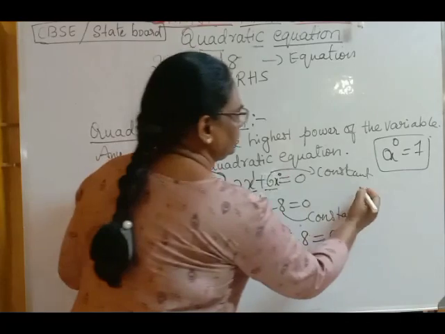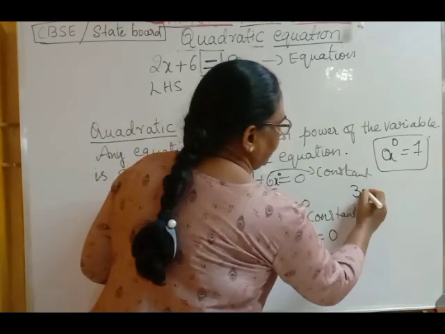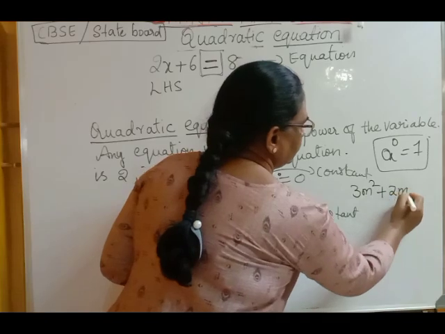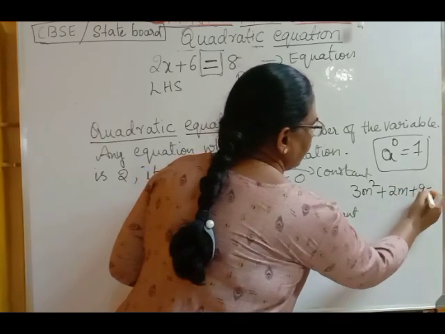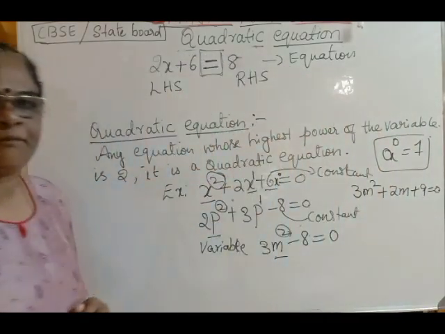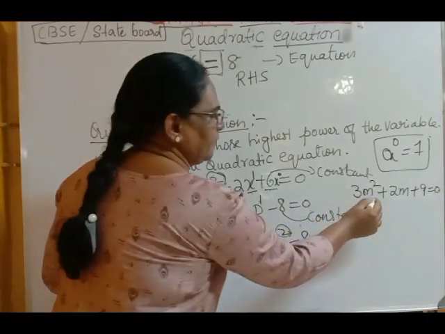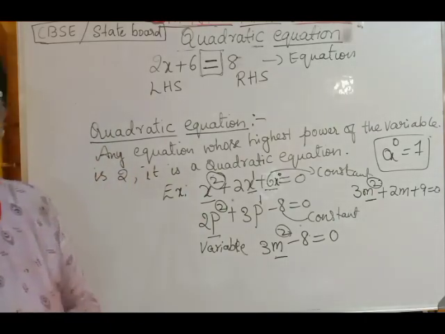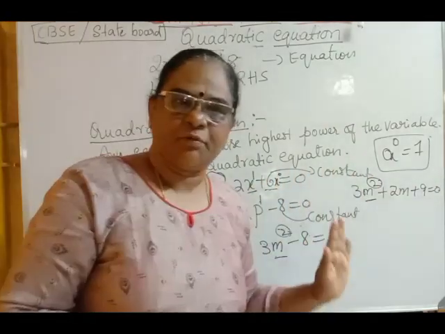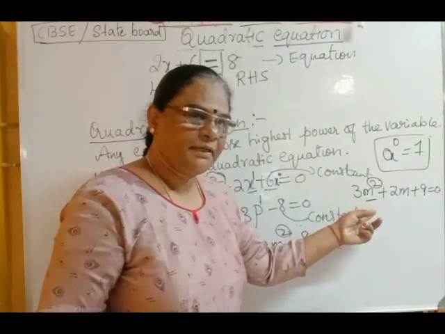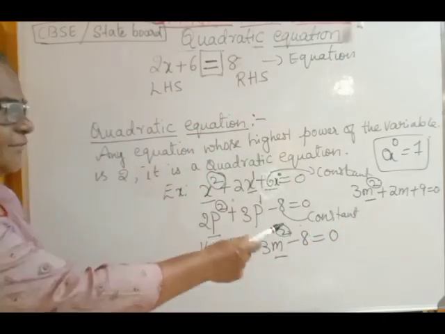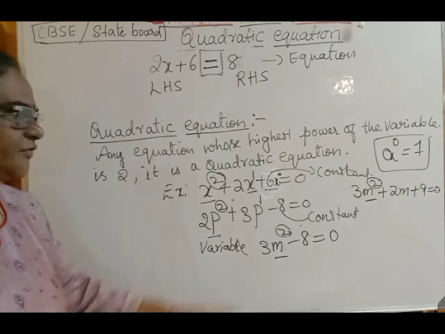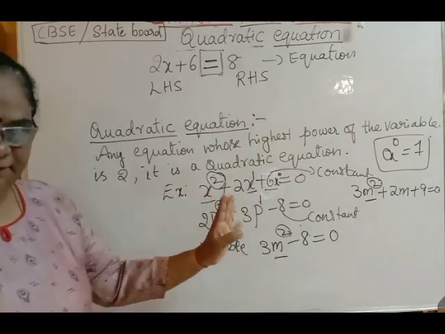One more I will give. 3m square plus 2m plus 9 is equal to 0. Here also see, variable is m, highest power is 2. Only those two things you have to check. Remaining things I am not bothered. Whether you have a variable, yes, I have a variable. Highest power of the variable is 2, yes, highest power is 2. Then it is a quadratic equation.